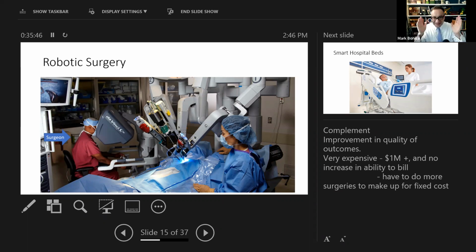I just love thinking about possibilities, but this is an example of a complementary technology. It is an improvement in quality, right?